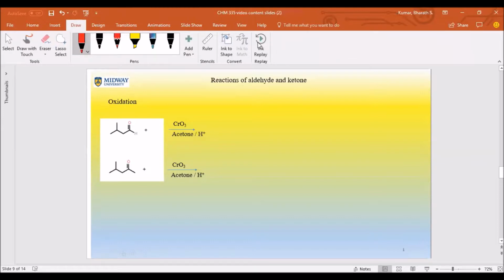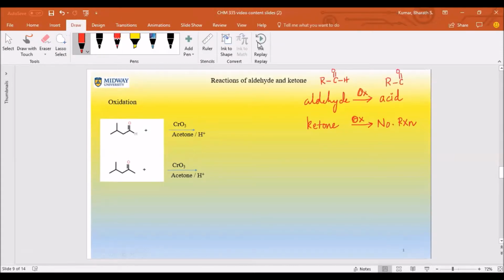An aldehyde, when oxidized, and I'm going to write OX for oxidized, produces an acid. A ketone, when oxidized, there is no reaction. So that is just as easy as it gets. So if you remember from our functional group naming in the previous material, aldehydes are indicated by RC double bond O H, and acids are indicated by RC double bond O OH. So when you oxidize an aldehyde, you get an acid, whereas when you oxidize a ketone, there's no reaction.